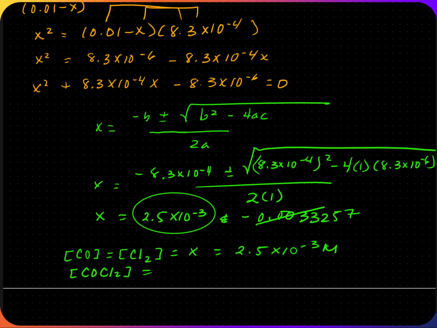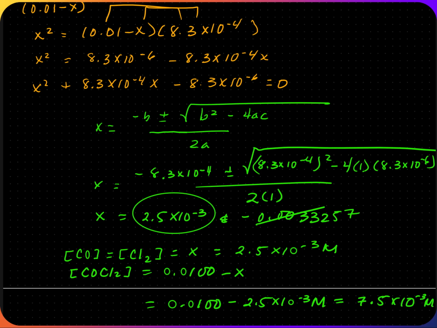COCl2 is equal to 0.0100 minus x. That's going to be 0.0100 minus 2.5 times 10 to the negative 3rd molar. This is going to equal 7.5 times 10 to the negative 3rd molar.